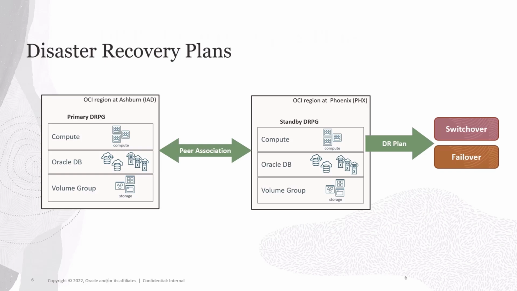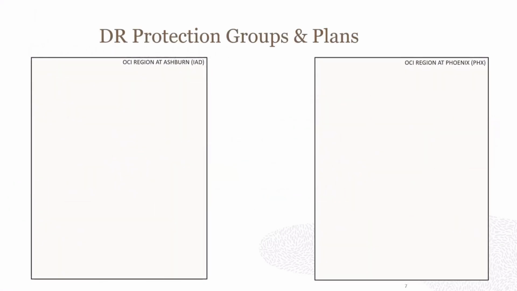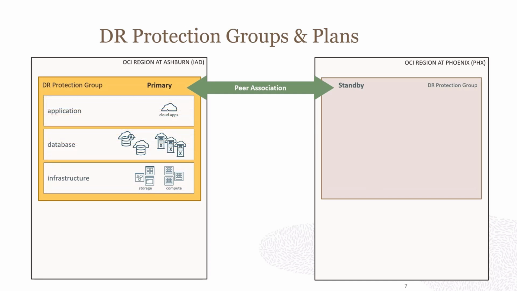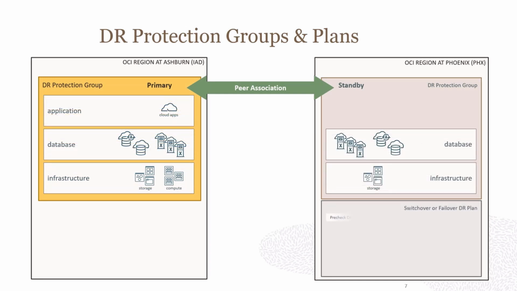DR plans are defined in the standby DRPGs. Inside the plan, there are plan groups that I will give more details in the next slide. Before going into the plan group, let me do a quick recap on how the components are lined up. On FSDR, you will have the primary and the standby disaster recovery protection groups associated. Next, you will have the disaster recovery plan. It can be switchover or failover. Inside the DR plan, there will be one or more plan groups.